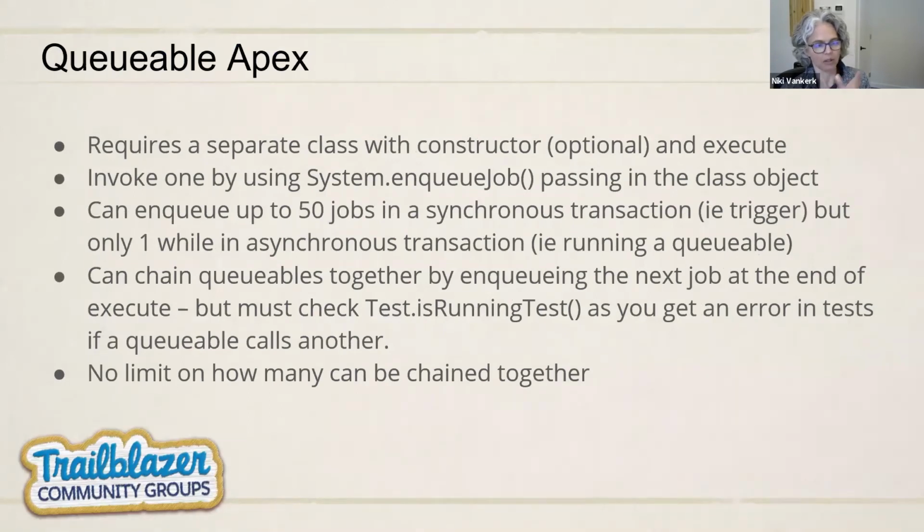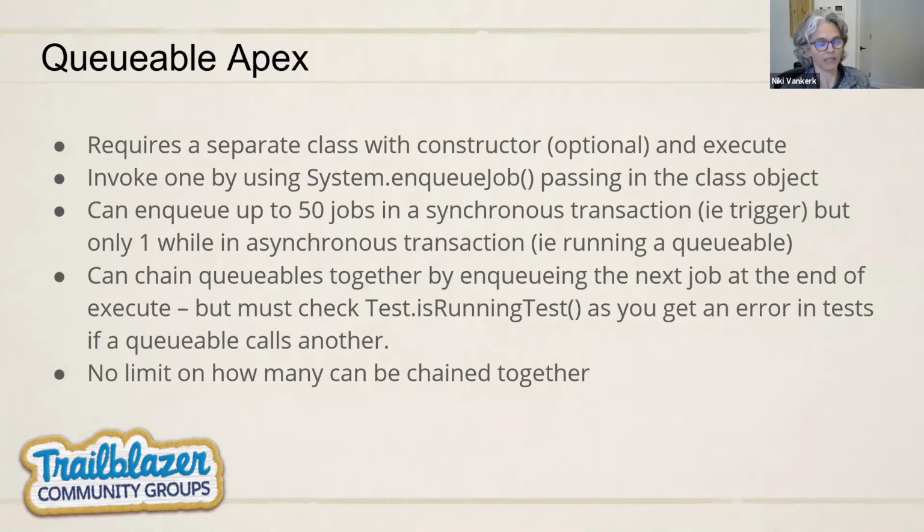So similar, you just want to do something in a separate transaction. This one has a little more setup. You have to create your own class. You can use a constructor to do some pre-work if you want, and then you have an execute. And the way to call it, rather than just calling the method like I did in Apex Anonymous, you would actually use System.enqueueJob, and then you pass it an object of this class that you want it to run.